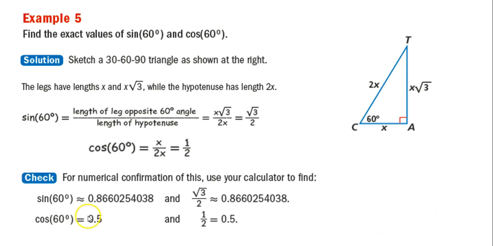And you can check, once again, with these values here. Sine of 60 will be 0.866, so on and so forth, and the root 3 over 2 will be the same thing. Cosine of 60 is 0.5, and so is 1/2. So using those cosine and sine functions to evaluate those in terms of exact values.